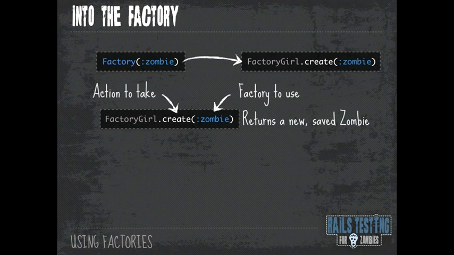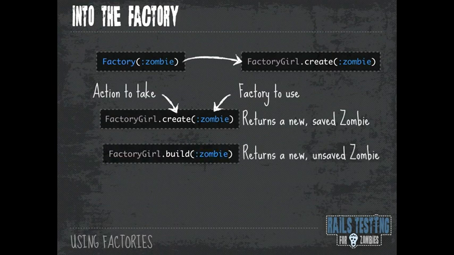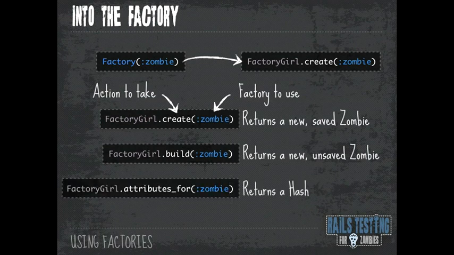The other actions that we can take are FactoryGirl.build, where it will create a new zombie, load it with attributes but not save it, and also not validate it. Or you could do FactoryGirl.attributes for this particular factory. And rather than returning a zombie instance, it's simply going to return you a hash of attributes that make up a valid zombie.